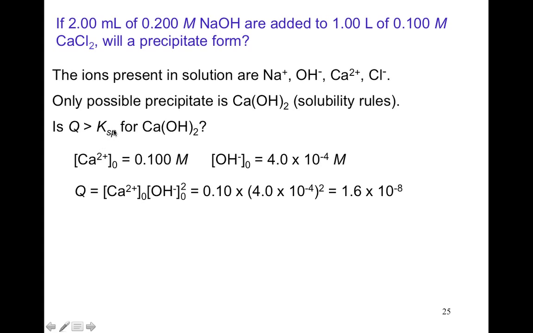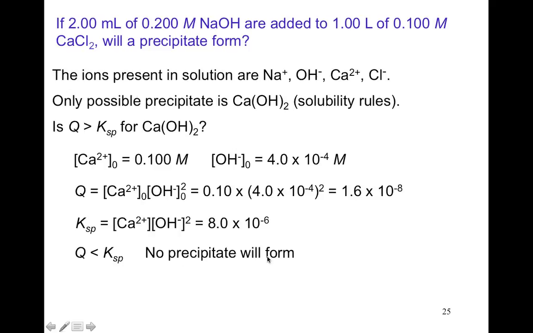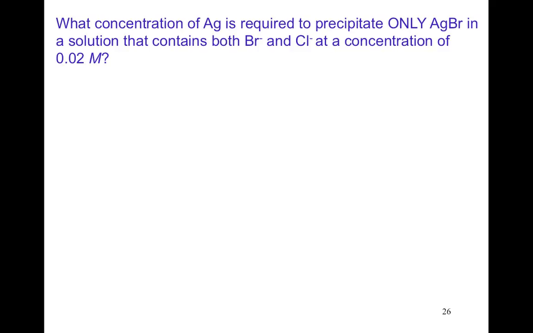So we go ahead and look up the KSP from our book for calcium hydroxide. We find that it's 8 times 10 to the negative 6. So 10 to the negative 8 compared to 10 to the negative 6, our Q is quite a bit smaller. Since Q is such a smaller number compared to KSP, we will not form a precipitate because the calcium hydroxide is unsaturated. We could still have more calcium hydroxide in there. So that's how you'd solve something like that.